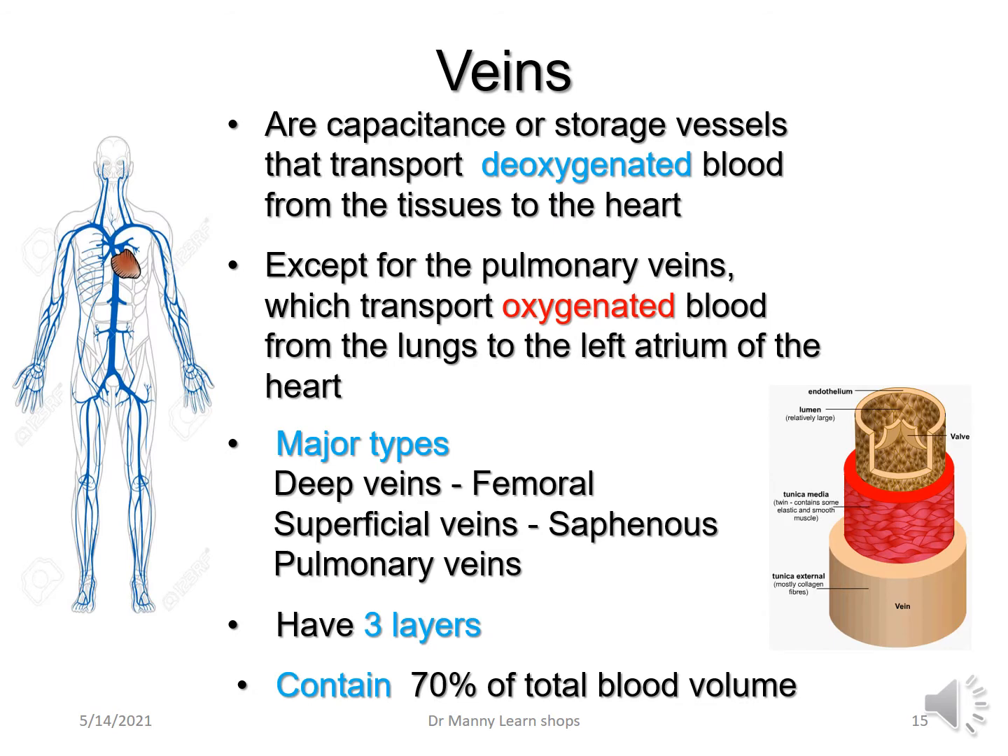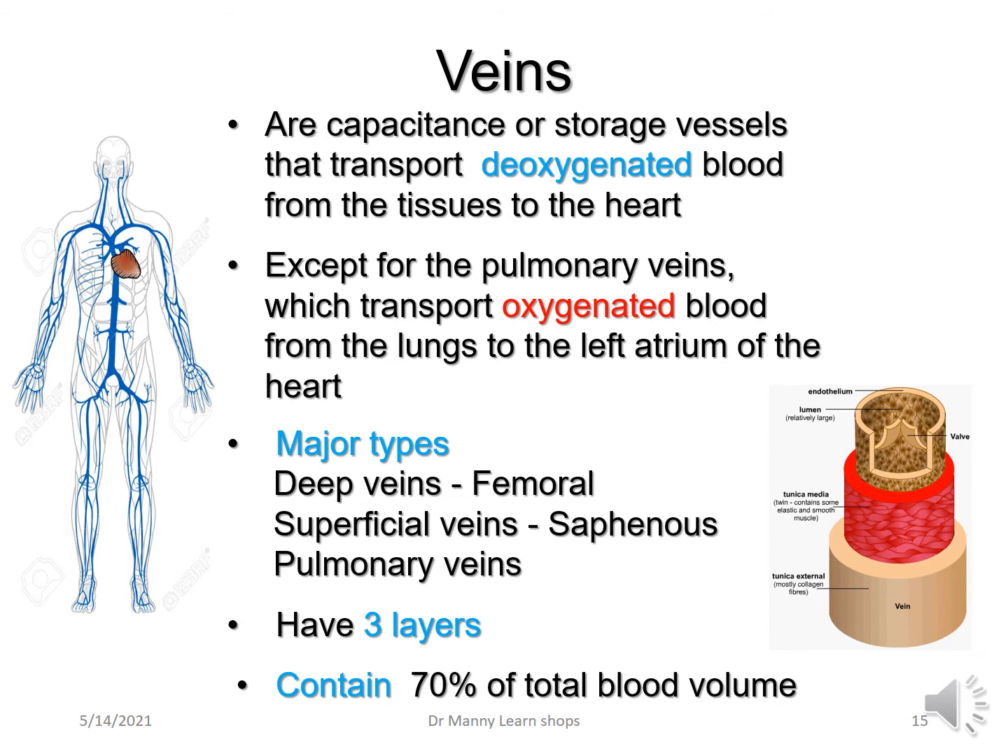Then you've got veins. Veins are capacitance vessels, which means they store. They transport deoxygenated blood from the tissues to the heart, except for the pulmonary veins, which transport oxygenated blood from the lungs to the left atrium of the heart. Major types of veins include the deep veins, which can be femoral, superficial veins, which can include saphenous, and the pulmonary veins.